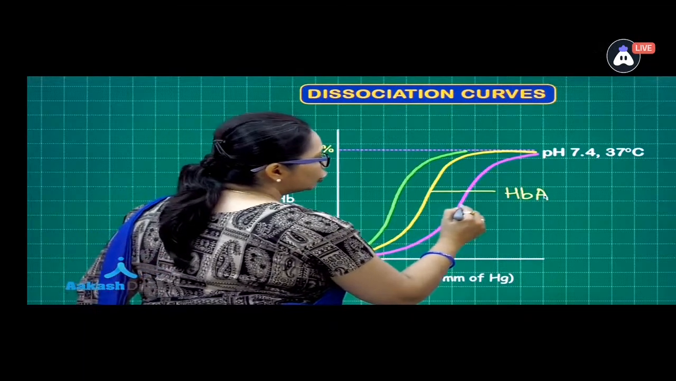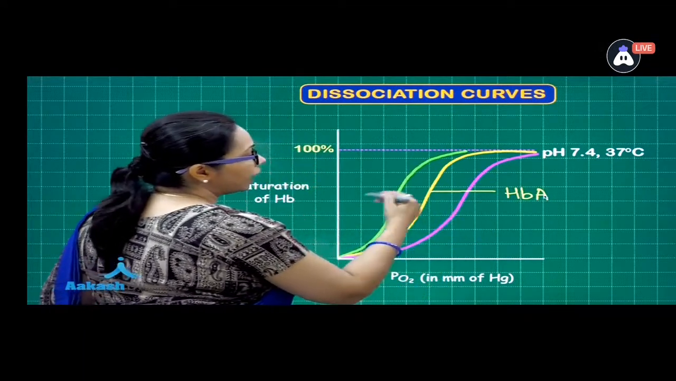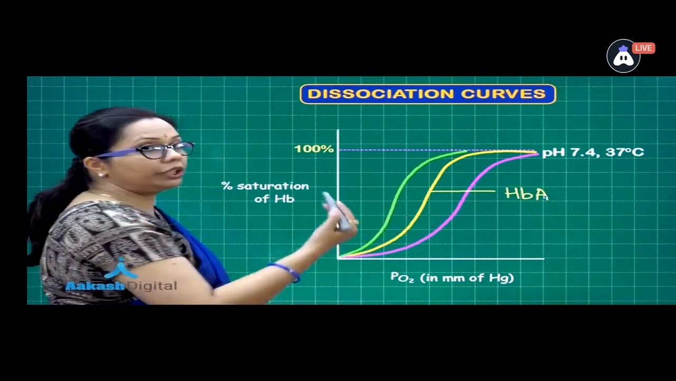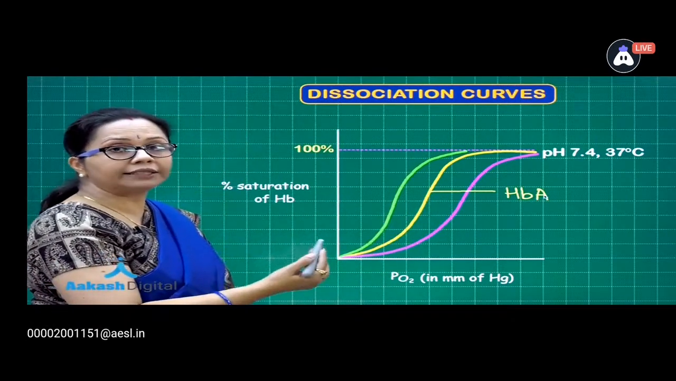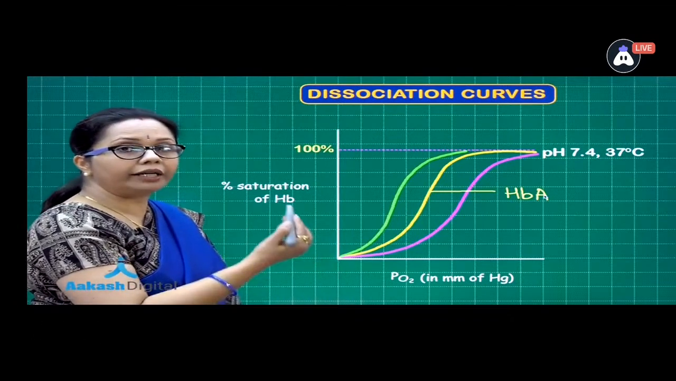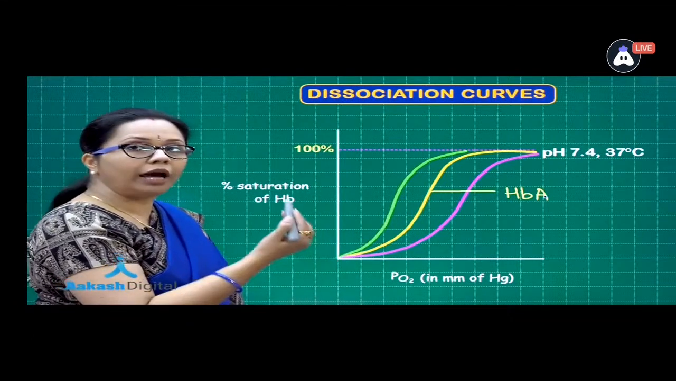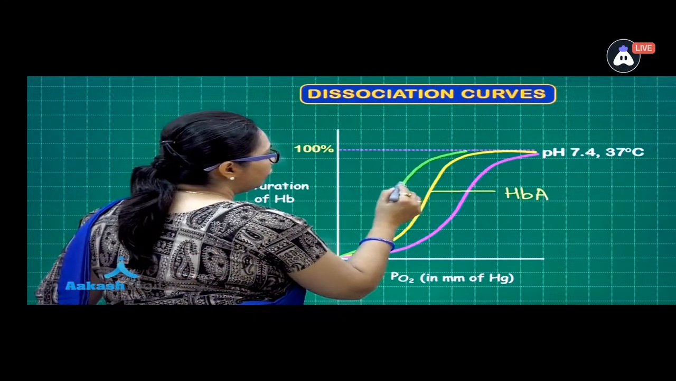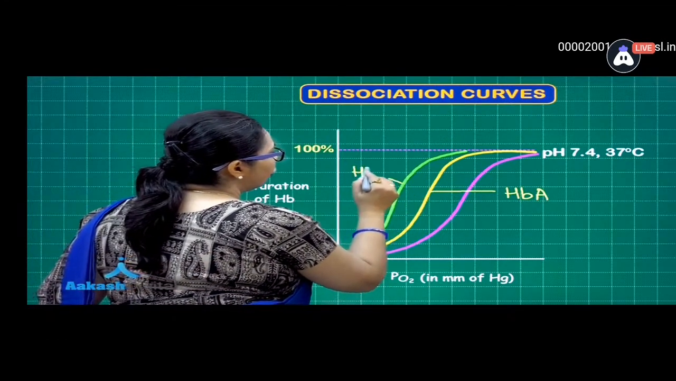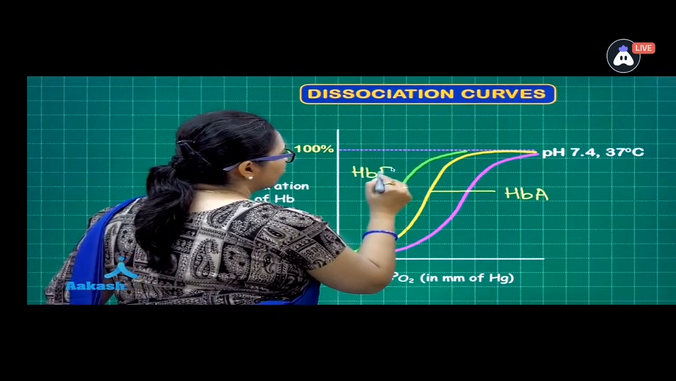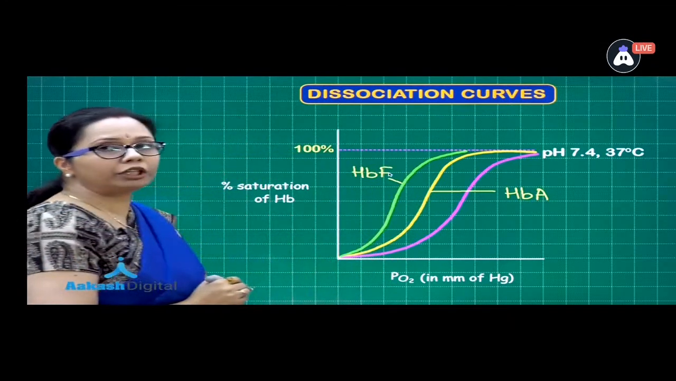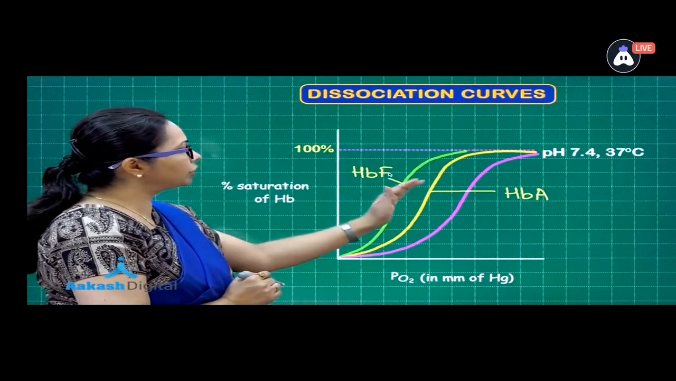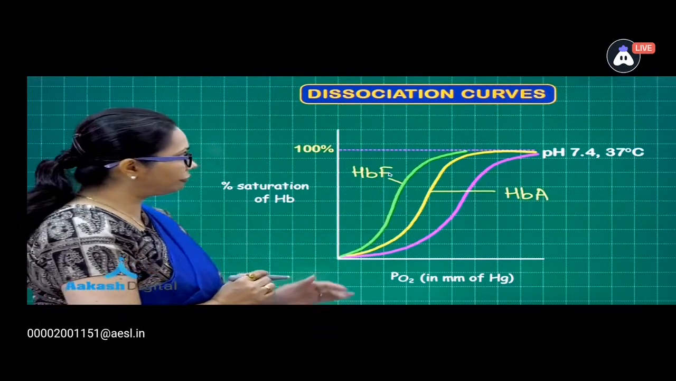And this one is also for HbA in the conditions that we had just now mentioned, that is when the affinity is decreasing because of increase in carbon dioxide, H ions, BPG and temperature. While this graph here, which is towards the left, will always be for HbF, that is the fetal hemoglobin. So the graph for fetal hemoglobin is always towards the left of the maternal graph.